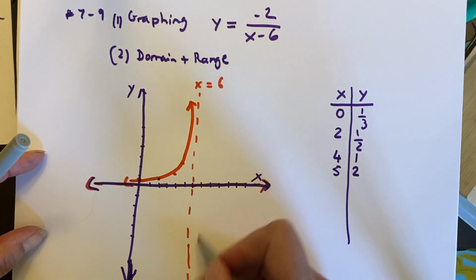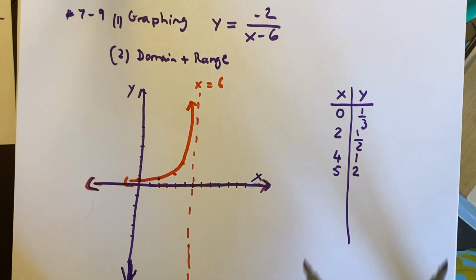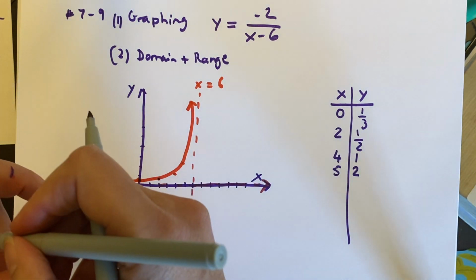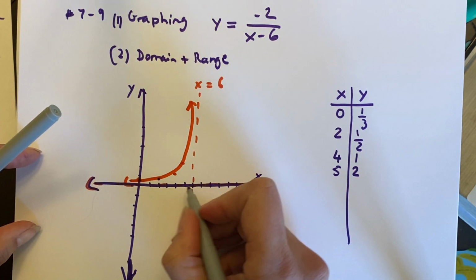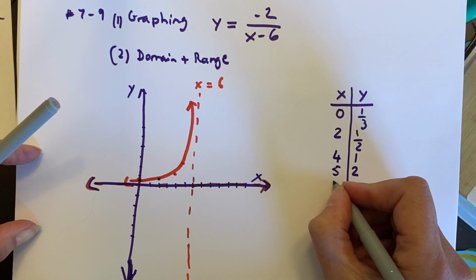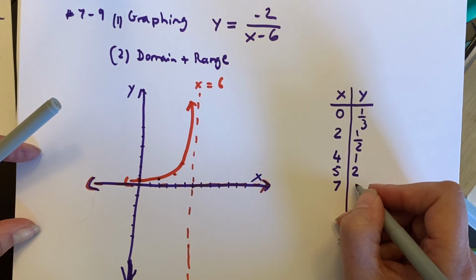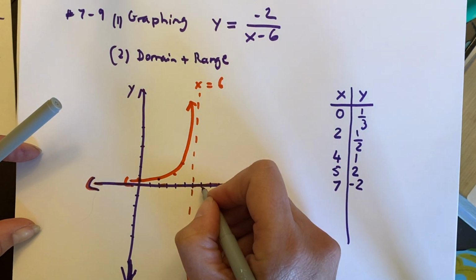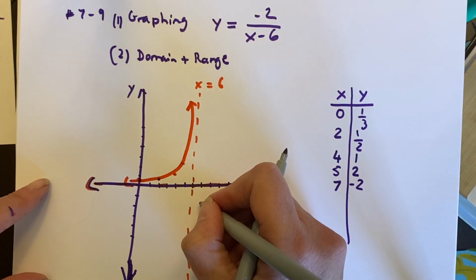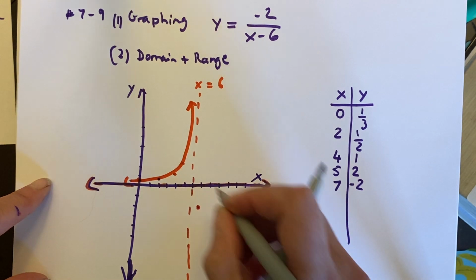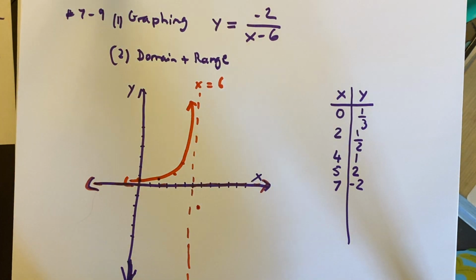I need to do my second branch down here, so I'm going to have to come up with my other numbers. I'll start with number 7 down here. 7 minus 6 in the denominator is 1. -2 divided by 1 is -2. So 7, -2, and that makes perfect sense if I look at this graph.